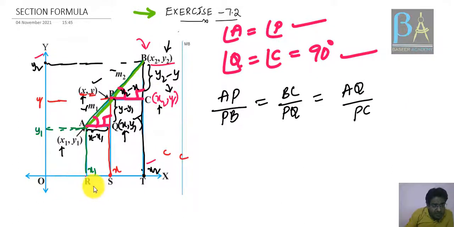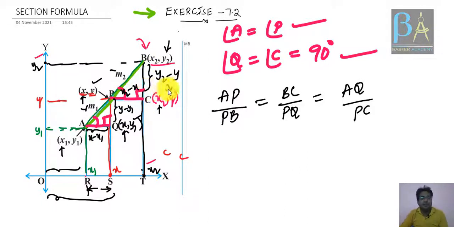See, what is RS going to be? How much do you think is RS? Obviously RS is x minus x1. How? From O to S, the distance is x units, and from O to R, the distance is x1 units. So RS is obviously going to be x minus x1. If RS is x minus x1, this also is going to be x minus x1. So there is one other way in which you can find out AQ, PC, PQ, and BC.